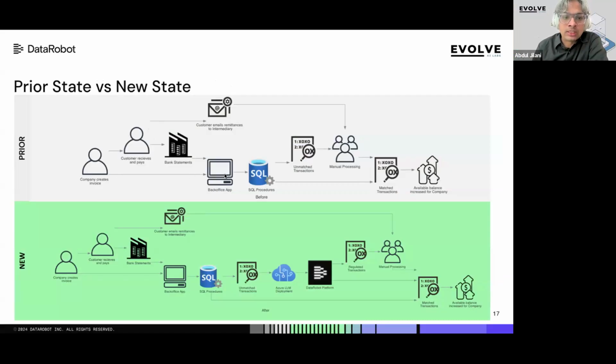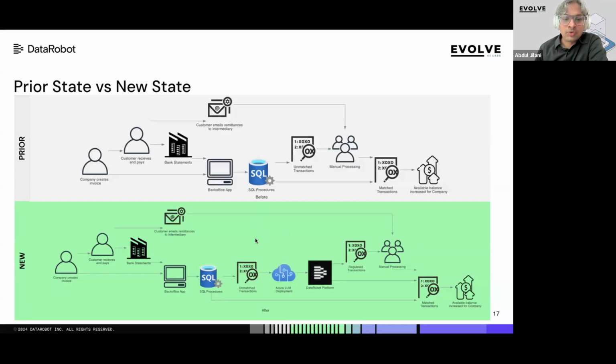So companies would send invoices, the customer would make payments to the bank statements. The emails would be email acknowledgements along with the invoices as attachments would be sent over. So the 30% of the transactions that the SQL stored procedures would match would go through, and the rest of the 70% would go to manual processing. And these agents would manually allocate and create the transaction records that would go into the accounts receivable app, which would open or increase the balance or line of credit for the company.